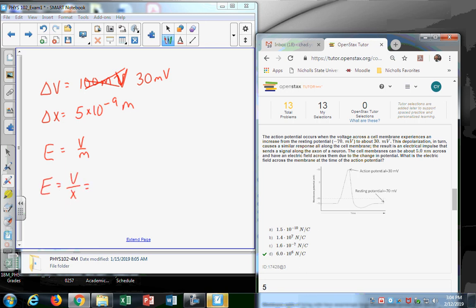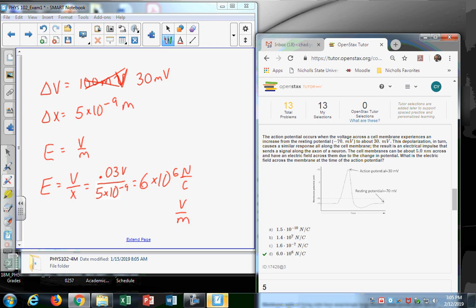So my electric field is equal to V over X. That's going to be 30 millivolts, that's 0.03 volts, divided by 5 nanometers. And that should be 6 million. Let's just double check. Yeah, 6 times 10 to the 6. And that's in newtons per coulomb, or as I like to do it, in volts per meter.